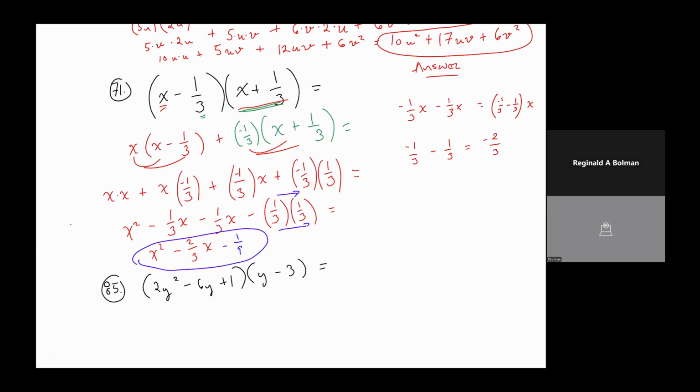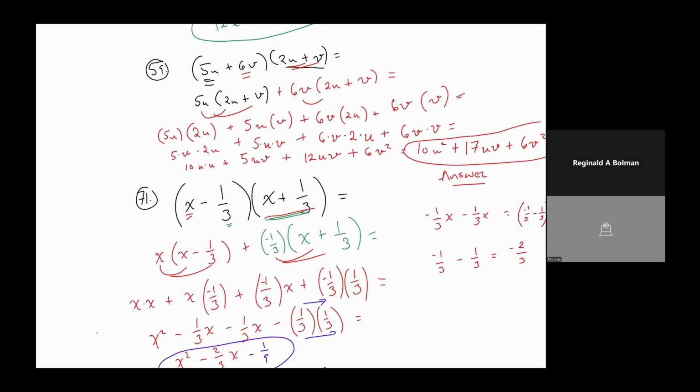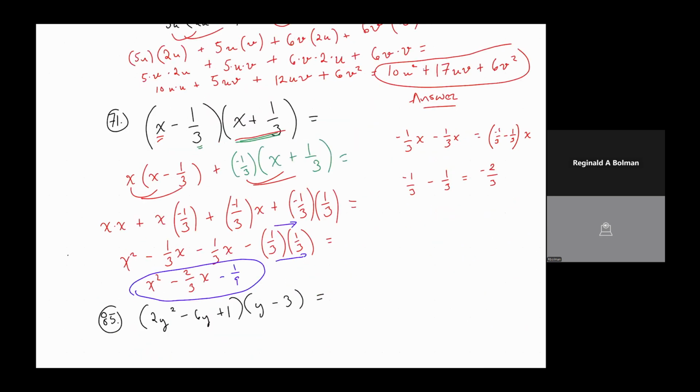Going down to problem 85, we start to encounter a situation where we really need to understand what we are doing when we use the FOIL method. And this is why I don't teach the FOIL method at all, because FOIL is a very limited version of extended distribution. All we're doing when we are multiplying out our terms using extended distribution is saying that when we have these two polynomials multiplied together, each of the terms being added or subtracted in our first set of parentheses needs to be multiplied by the entire second quantity.